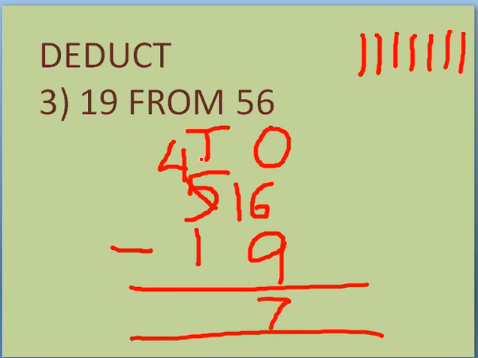Again coming to tens place, 4 minus 1. We'll start our backward counting after 4 and we will come up to 1. 4 minus 1, that is 3, 2, 1. How many are these? 1, 2, 3. So these are 3 in number. So deduct 19 from 56. What is the answer? 37.